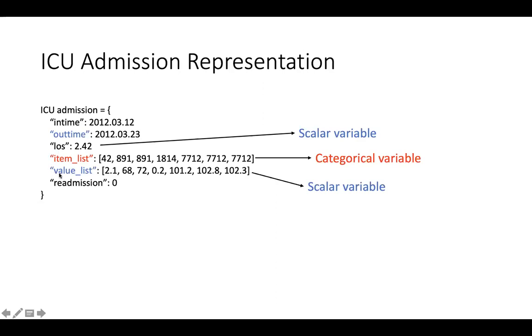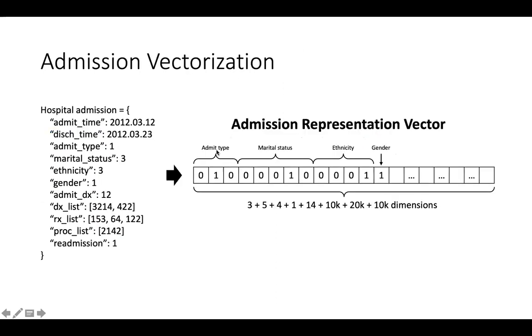The thing of interest to us is the item list and the value list, because typically when you're in the ICU, the same items or the same events occur multiple times within the ICU stay. For example, here 891 occurred twice, 1814 occurred once, but 7712 occurred 3 times. So this is a bit different from this example here.